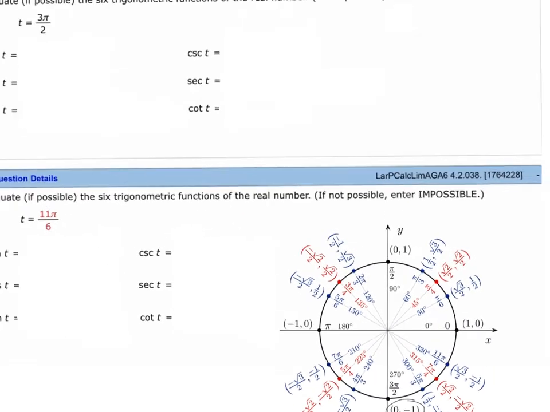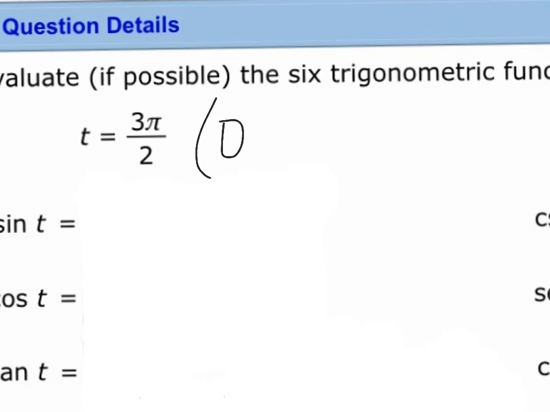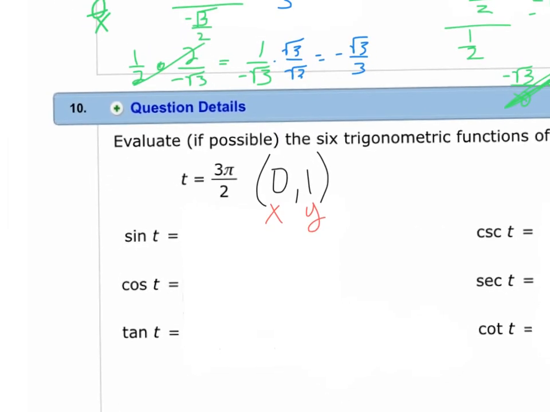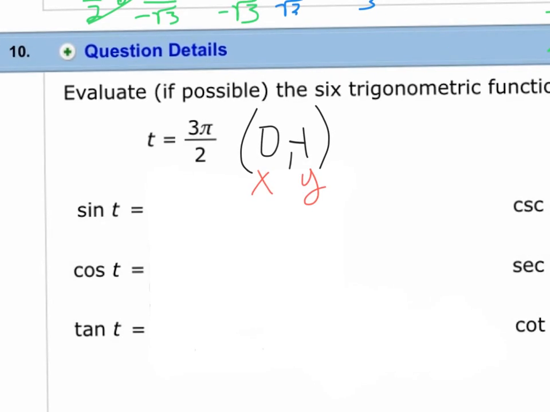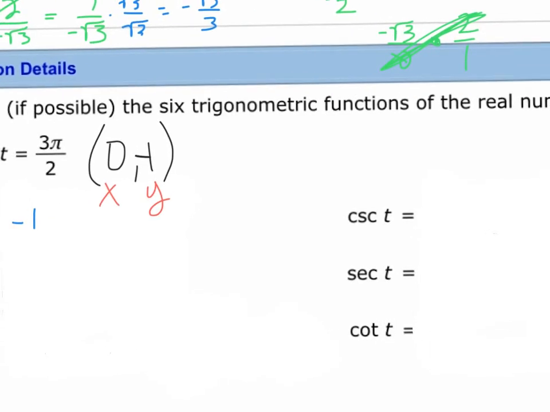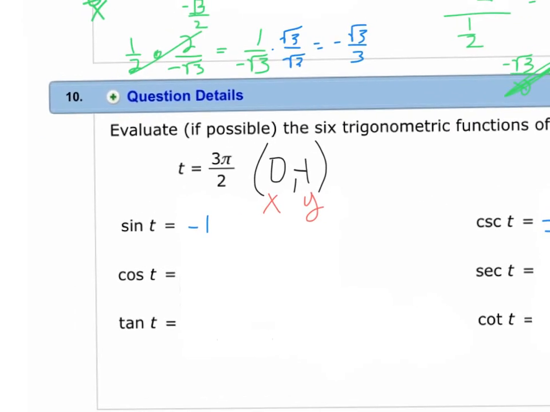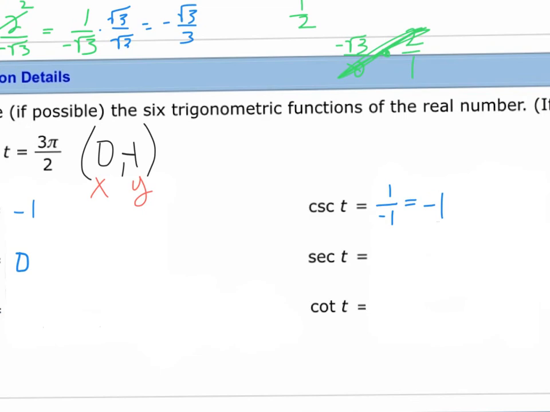0, negative 1. Guys, pay attention as I do this, please. It's 0, negative 1. So remind yourself again. This is my x, this is my y, correct? Sine. Is it negative 1? Yeah. Thanks. My sine is my y value. What is the y value of this ordered pair? Negative 1. If I do my cosecant, it's 1 over negative 1, which equals what? Negative 1. Okay, good. Now my cosine is what value?